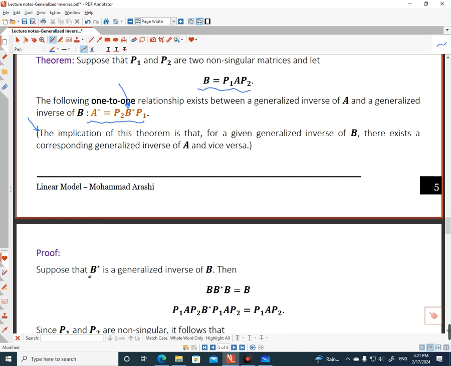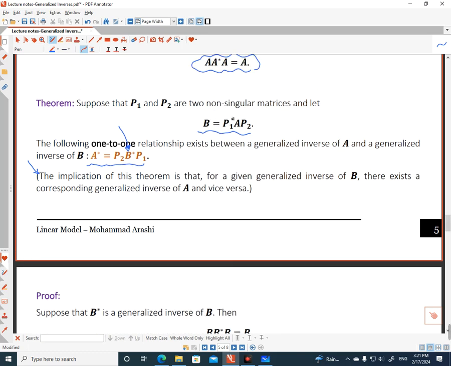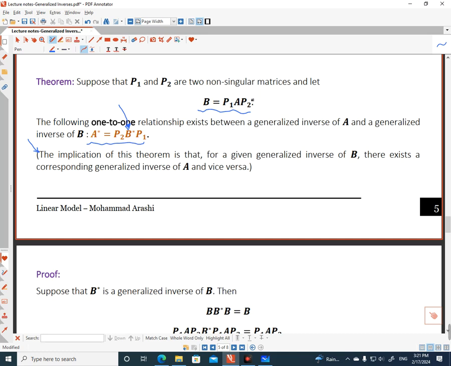First of all, suppose that B star is a generalized inverse of B. According to the first theorem, since B star is a generalized inverse, I can pre- and post-multiply B star by B and get B. Now let's write B from the definition. Okay, so we assume that this equality happens, and we want to find the generalized inverse of A.